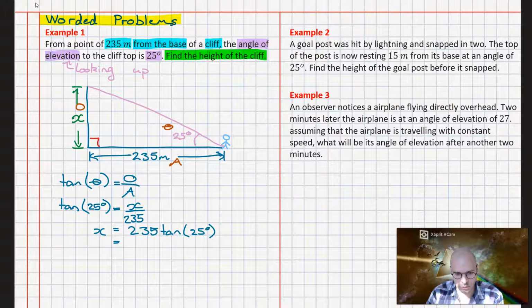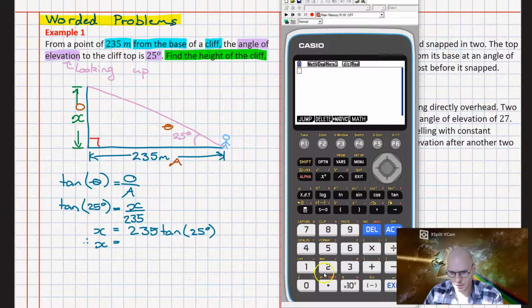Now we need our calculators to solve. I'll bring my calculator up and put in 235 tan 25 and hit solve. And we come to the conclusion that the cliff height, or the cliff face, is 109.58 meters tall.